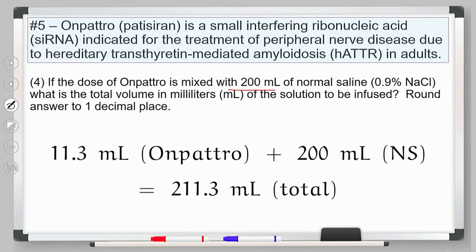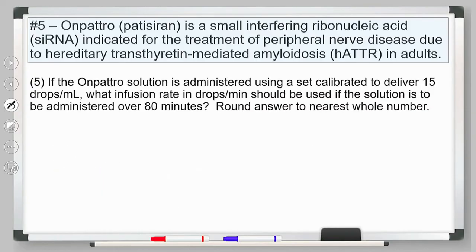No. I'm not trying to make this rocket science, but remember when you add drug to an existing volume, the volumes are additive, so you need to know that this new bag, once my drug is added to the bag, is no longer 200 mils. It's the combination of the diluent volume plus the drug volume. So now I have 211.3 milliliters. This is going to be important because that's the volume I have to infuse to get the dose of my drug. So how much time does that have to be administered over?